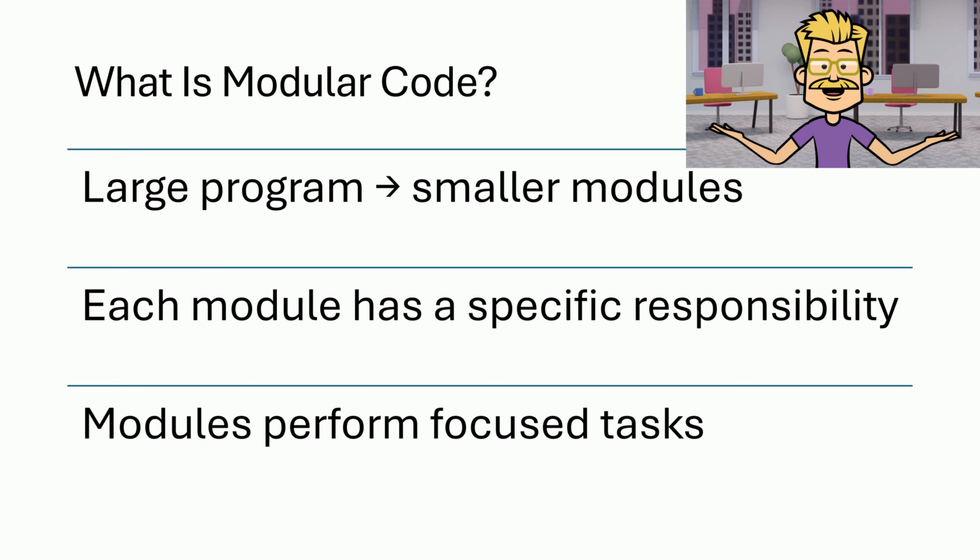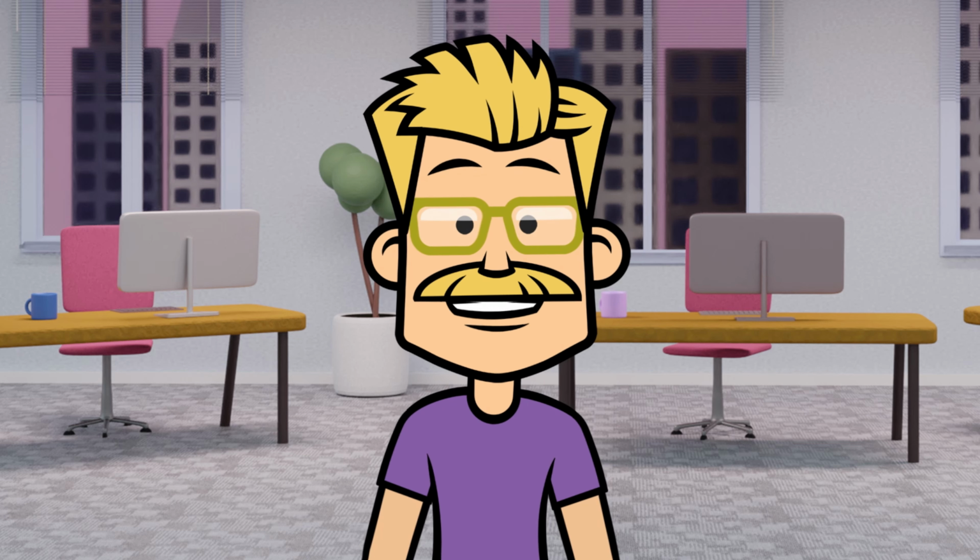So what exactly is modular code? Modular code means breaking a large program into smaller, independent pieces called modules. Each module has a specific responsibility and performs a specific task.